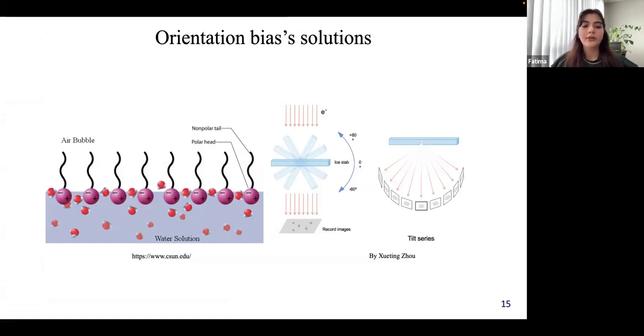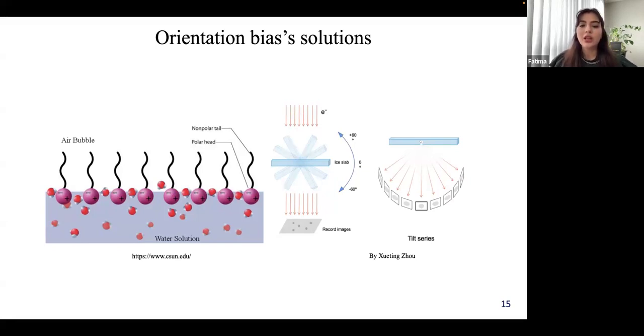The cause of having orientation bias is mostly because our particles interact with the air-water interface. So when we use detergent, somehow we make a layer, and as this layer occupies the surface of the air-water interface, our particles don't have any space to go there and interact. Another one is tilting our sample. This is easier than the first one.